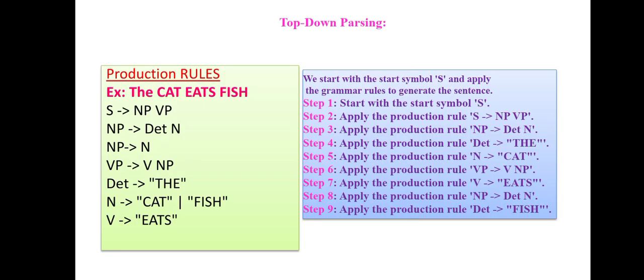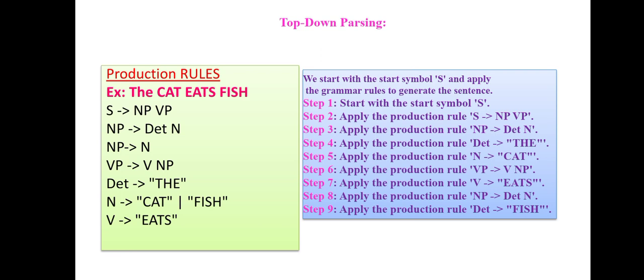So for this parsing, we have production rules. Suppose we take one example, the cat eats fish. In this example, the production rules we are going to apply are: a sentence is formed with a noun phrase and a verb phrase. A noun phrase is derived or expressed as determinant and noun. Third, a noun phrase can also be expressed with noun. A verb phrase can be expressed as verb and noun phrase.